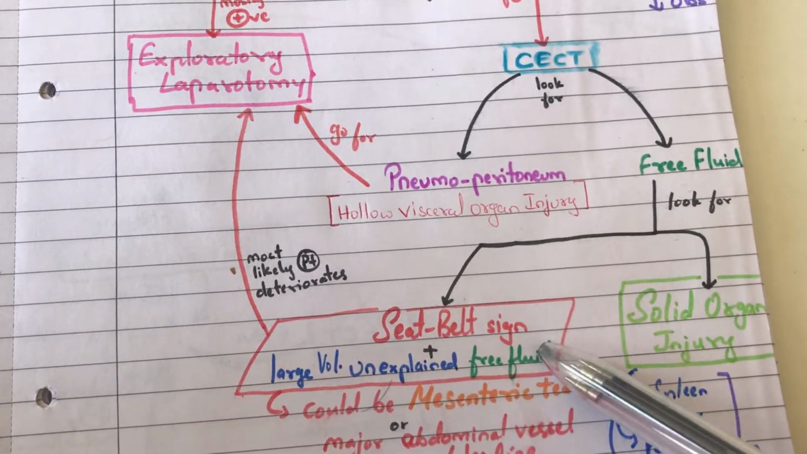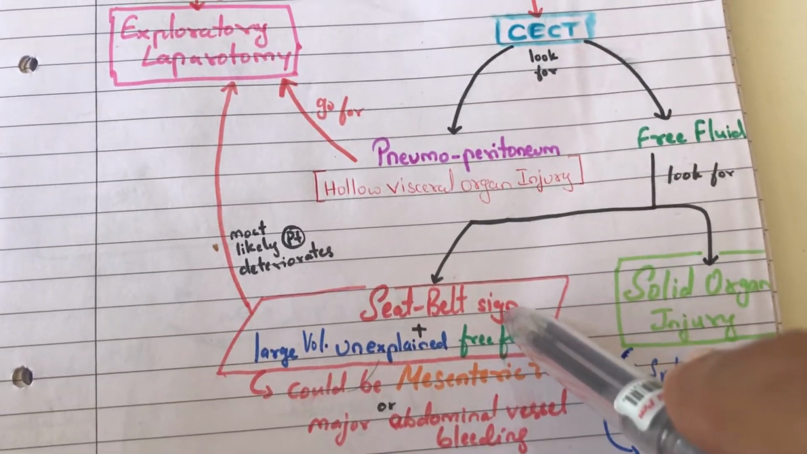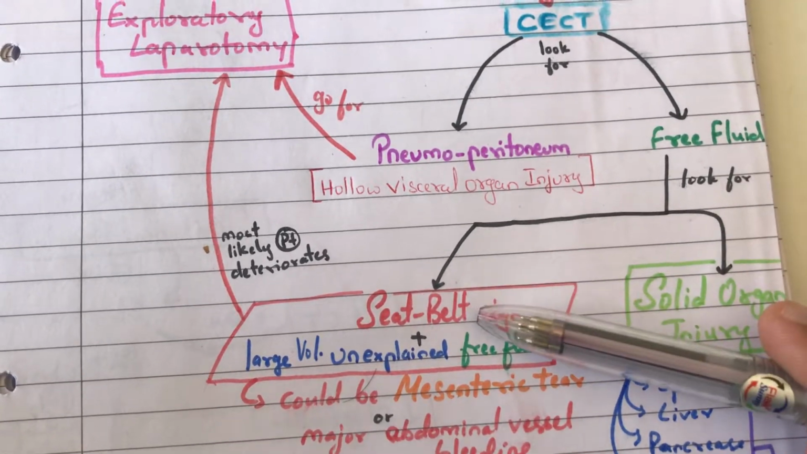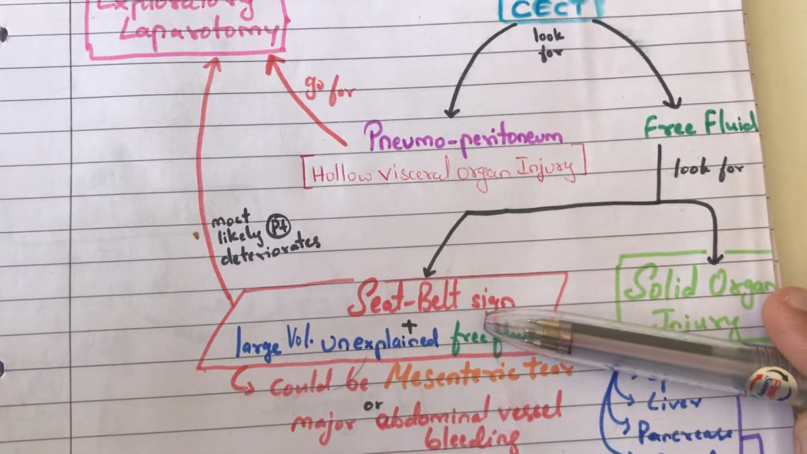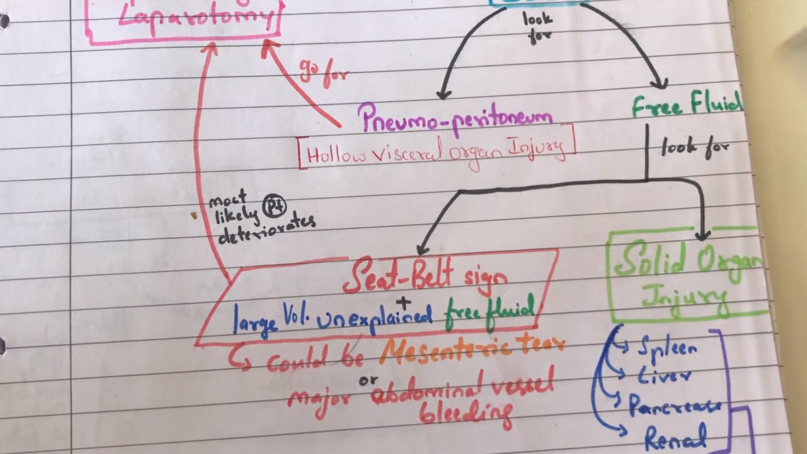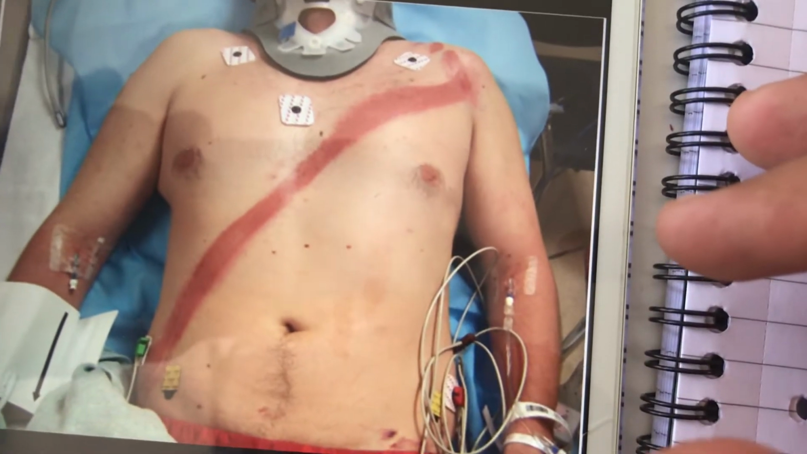Now seatbelt sign is most likely seen in the patient after a road traffic accident, not in every patient, all right, and not even in every road traffic accident, like a head-on collision with the motor vehicle. If it is not there, then there may not be a seatbelt sign. So it's kind of a subjective thing. So if you see a seatbelt sign, this is how it looks.